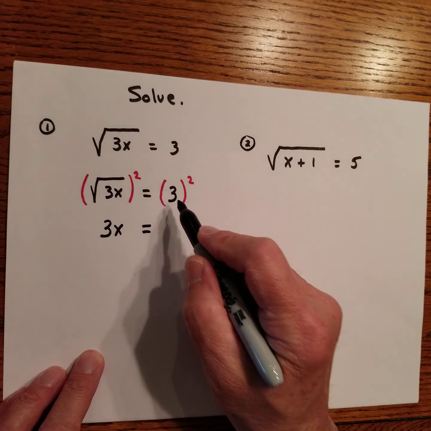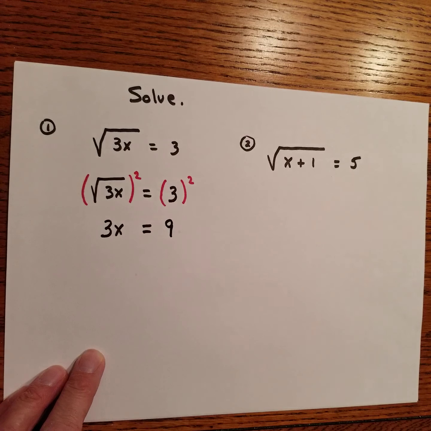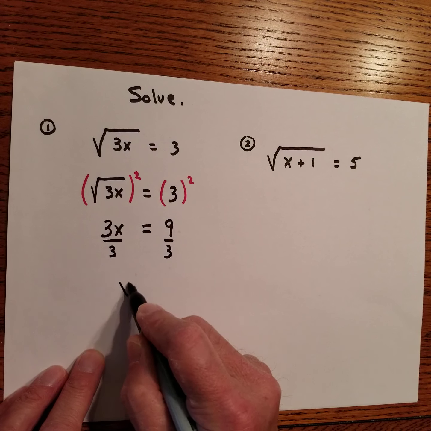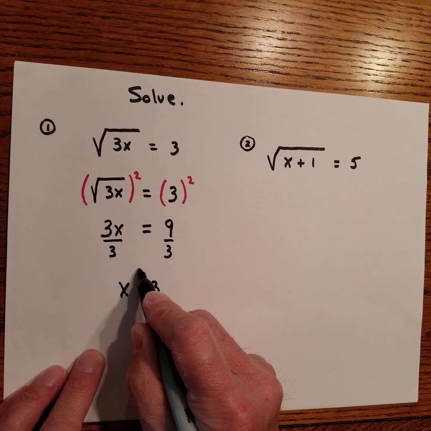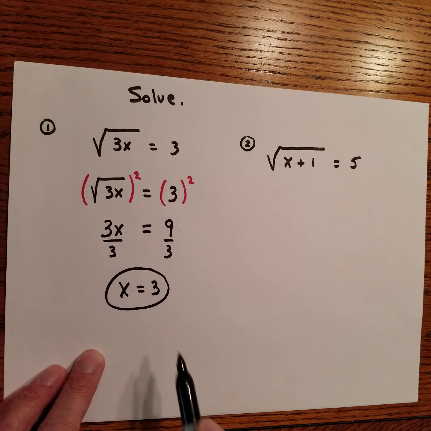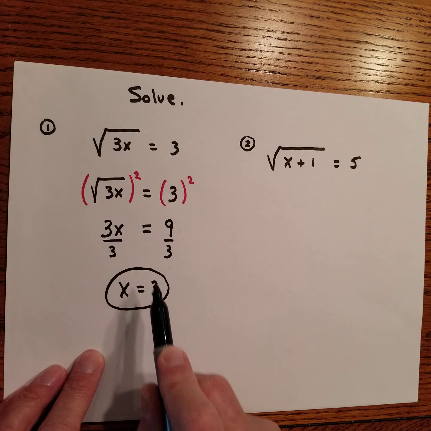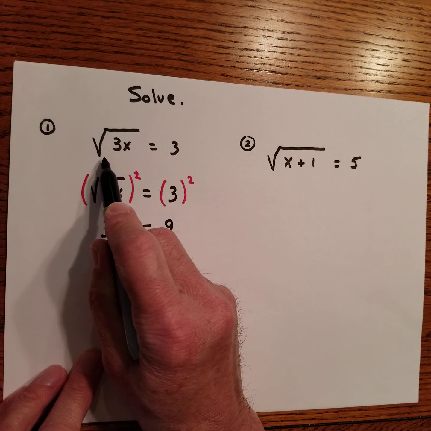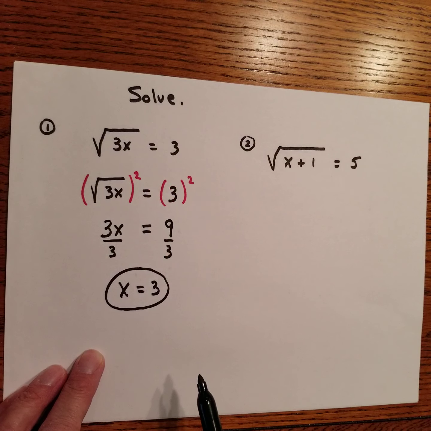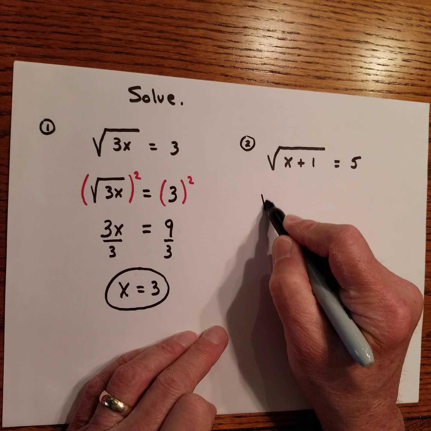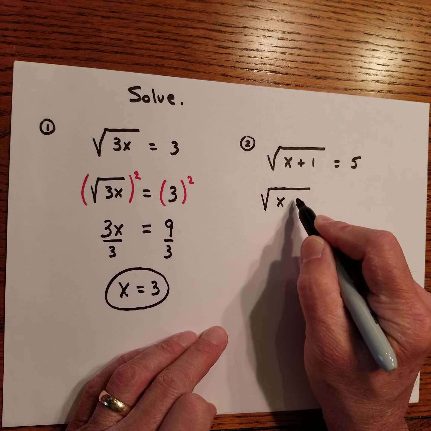On the right-hand side, 3 squared is 9. Now that's an easy equation to solve. If I divide by 3, I get the final answer of x equals 3. Let's plug that in and make sure that it works. If I plug 3 into the original equation here, 3 times 3 is 9, and the square root of 9 is 3. Perfect. Let's try number 2, and we'll use the same technique.